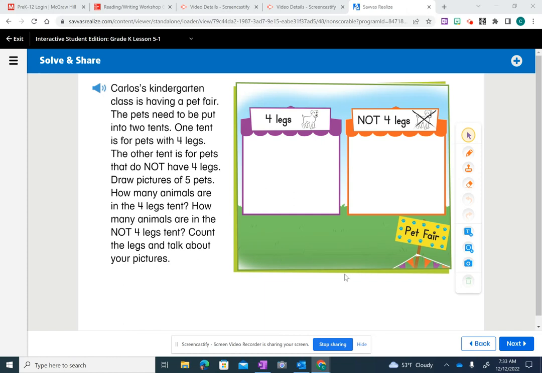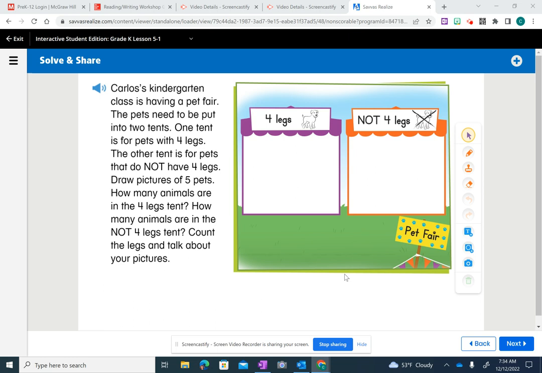Carlos' kindergarten class is having a pet fair. The pets need to be put into 2 tents. One tent is for pets with 4 legs. The other tent is for pets that do not have 4 legs.